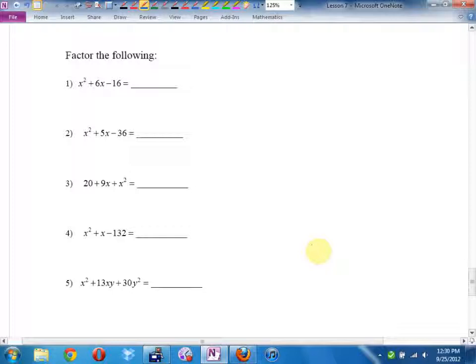Is there one here? Is there an X in everything? No, in the first two, but not the last. Is there a 2 in everything? Well, no, there's a 2 in the 6 and in the 16, but not in the X. Is there a GCF? No, I checked.